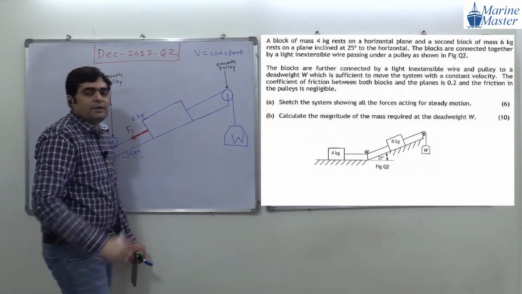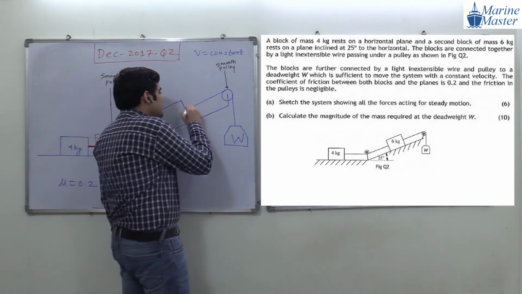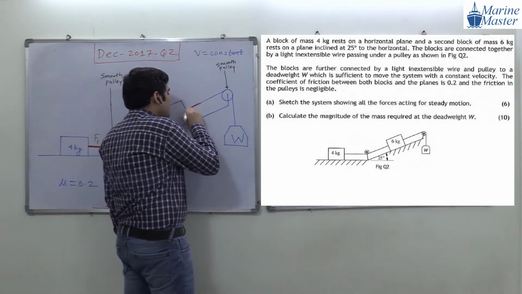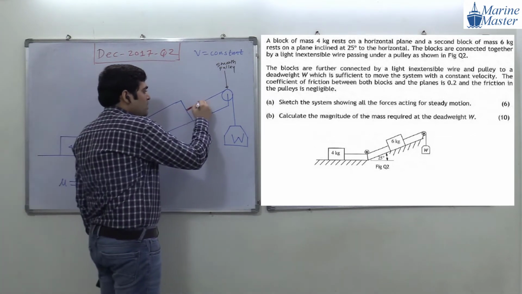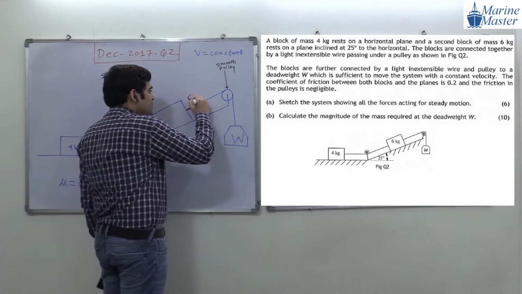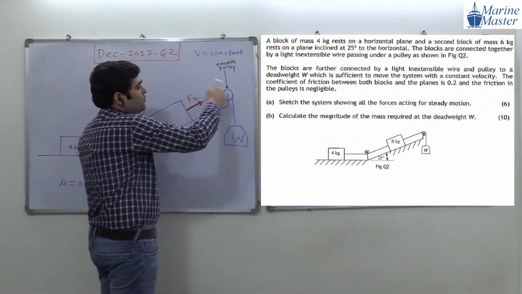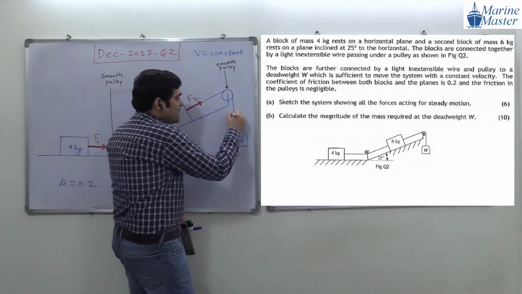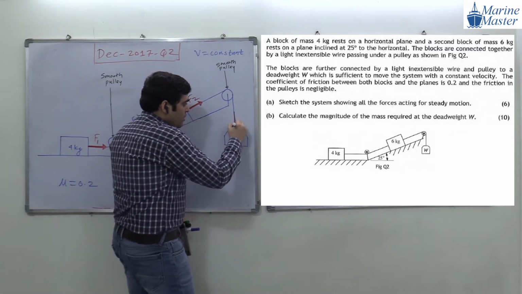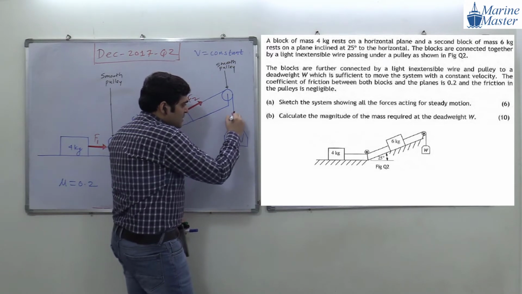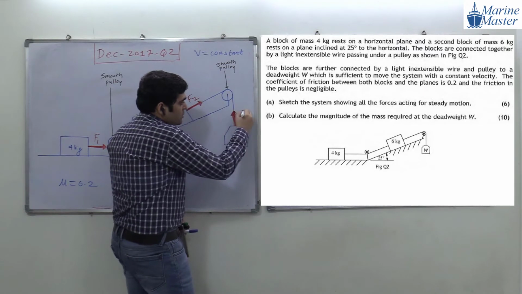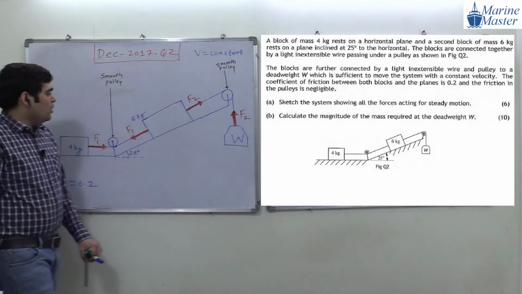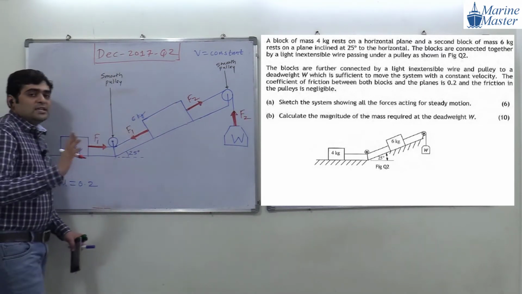Now the same scenario will be here. If we assumed F1 on this side, we can assume this one as F2. If this is F2 and our pulley is smooth, then this tension will also be F2. Okay, guys, are you getting my point? So you got this important point?